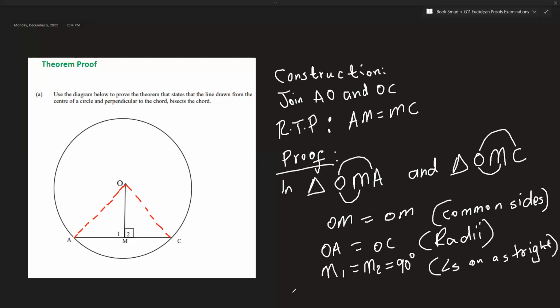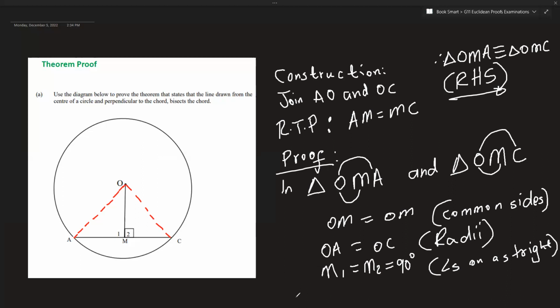Therefore, we're going to conclude now that triangle OMA is congruent to triangle OMC. Your reason is right angle, hypotenuse, side. Remember, this was hypotenuse, so hypotenuse side. Always, when you're proving congruency between right angle triangles, this is always going to be your reason. Sharp.